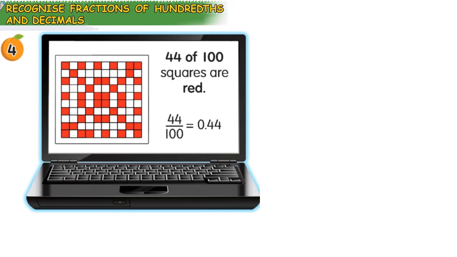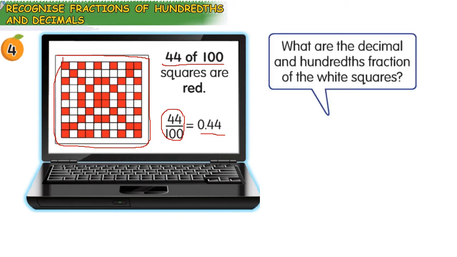The picture shows a 100 square grid. From the picture we can see that there are red squares and white squares, and the red squares show 44 of 100. So in fraction this one is 44 over 100, or we call it 44 hundredths. This 44 hundredths is equal to 0.44. Okay, that one is for the red squares.